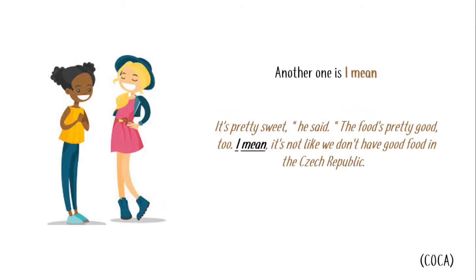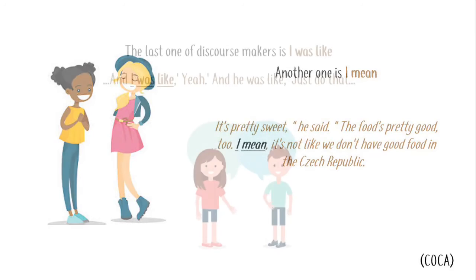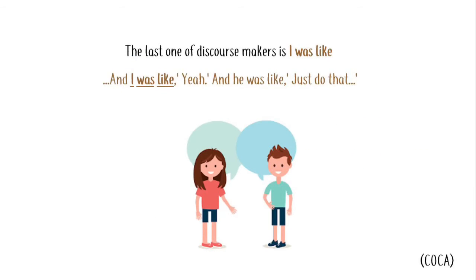Another one is I mean. It is used to emphasize a statement. For example, It's pretty sweet, he said. The food's pretty good too. I mean, it's not like we don't have good food in Czech Republic. The last one of the discourse markers is I was like. This is used to express a past attitude or action. For example, And I was like, yeah, and he was like, just do that.